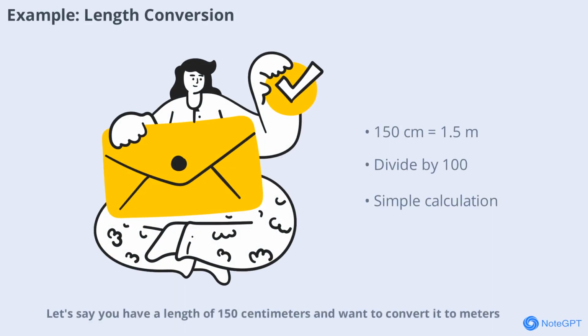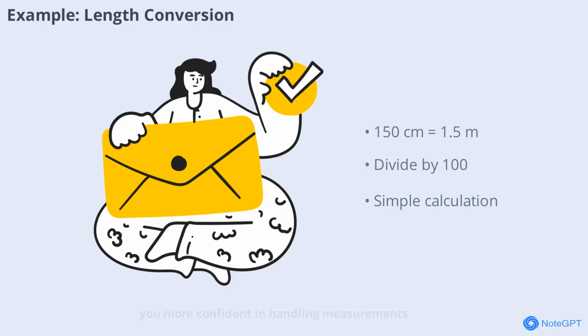Say you have a length of 150 centimeters and want to convert it to meters. Since 1 meter equals 100 centimeters, you simply divide 150 by 100, giving you 1.5 meters. This straightforward process applies to all unit conversions. Just use the correct conversion factor and perform the necessary calculation. Practicing these conversions will make you more confident in handling measurement.